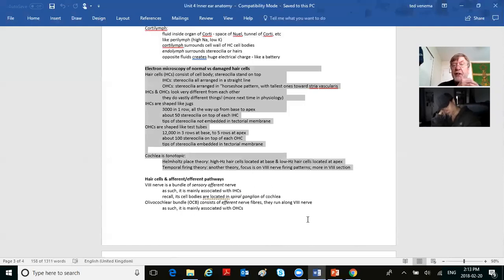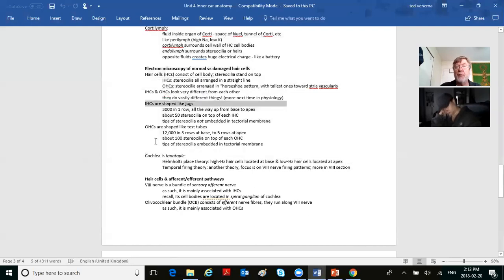Here's where it says the inner hair cells are shaped like jugs or like pears, right here. You have about 3,000 of them. They're all in one row, all the way up from the base to the apex. You have about 50 stereocilia on top of each inner hair cell. And we said the tips of the stereocilia are not, repeat, not embedded in the tectorial membrane.